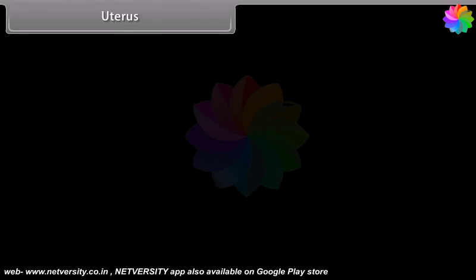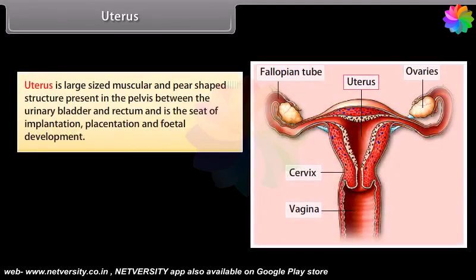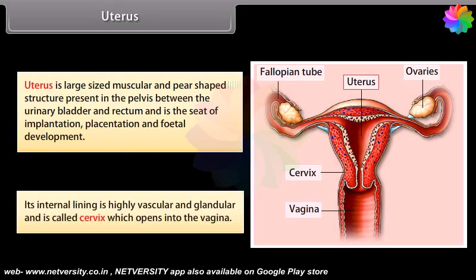Uterus. Uterus is large-sized, muscular and pear-shaped structure present in the pelvis between the urinary bladder and rectum and is the seat of implantation, placentation and fetal development. Its lower part is called cervix, which opens into the vagina.